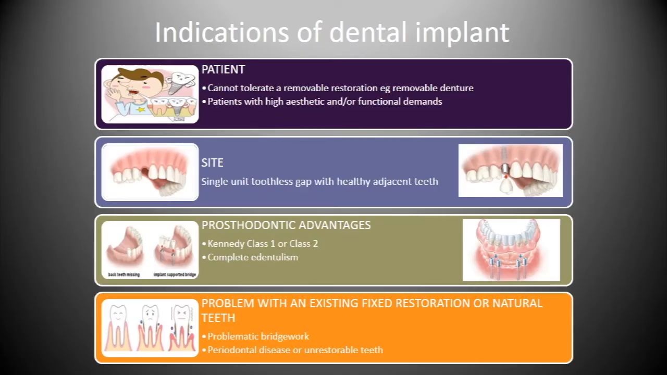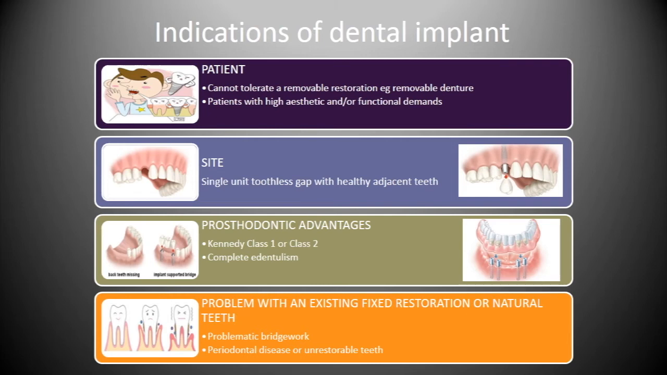Patients often present with the desire to replace missing teeth or are faced with the need to have teeth extracted for various reasons. Here are some situations where dental implants are strongly indicated. Implants are indicated for patients who cannot tolerate a removable restoration or a removable denture. They are also indicated for patients with high aesthetic and/or functional demands.